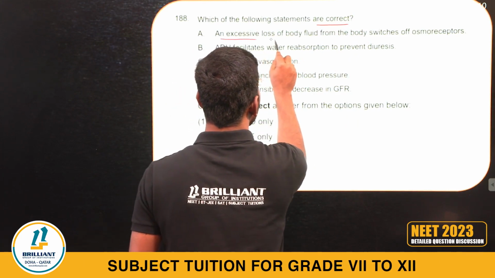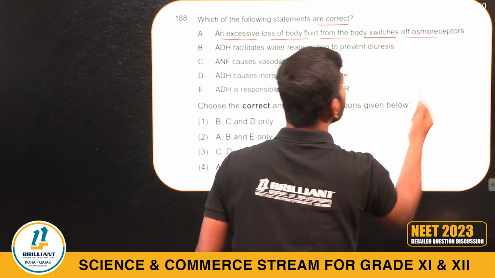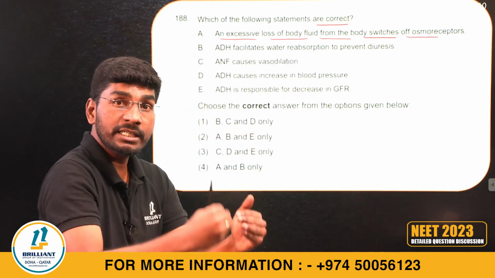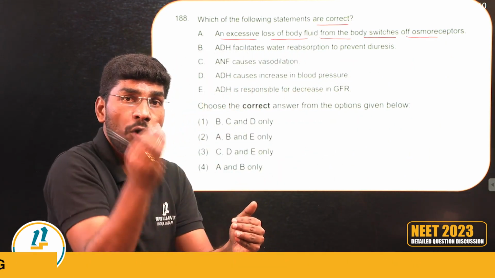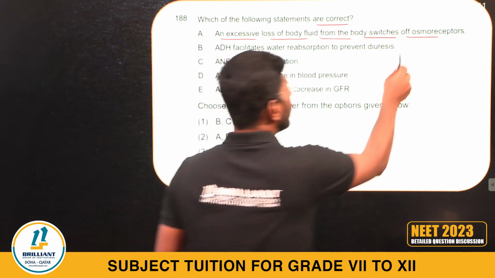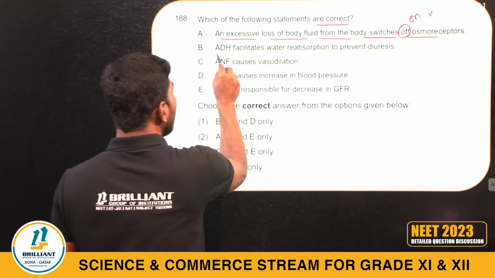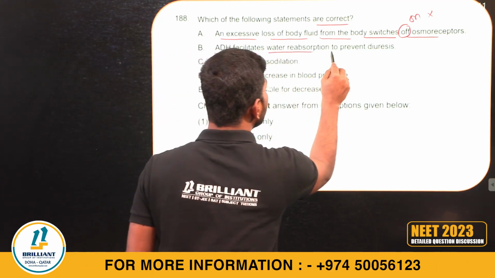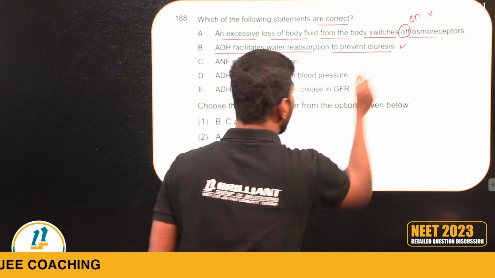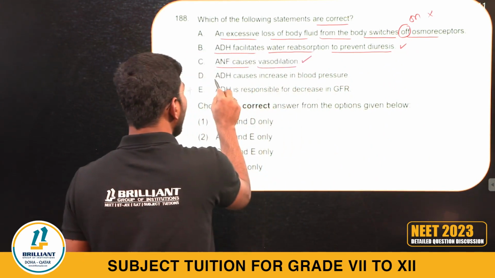An excessive loss of body fluid switches off osmoreceptors. With excessive loss of water, the osmoreceptors in the hypothalamus switch on. It's not switch off, it's switch on. So the statement is wrong. ADH facilitates water reabsorption and prevents diuresis. Correct. ANF causes vasodilation. Correct.